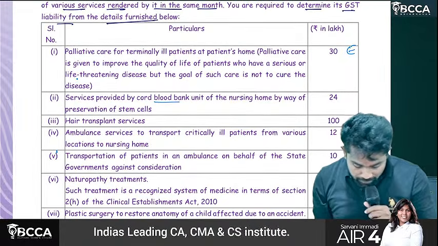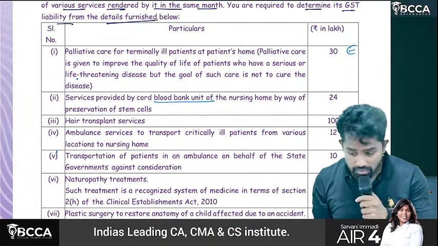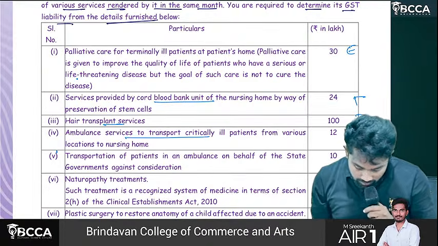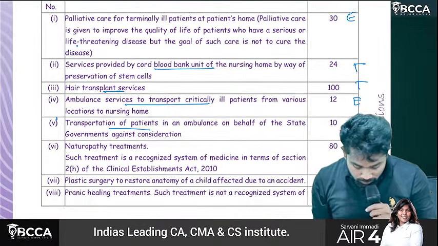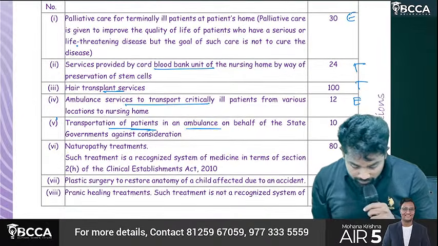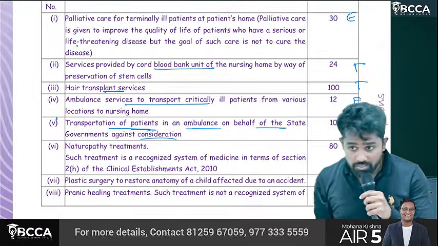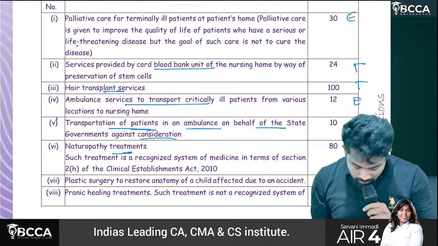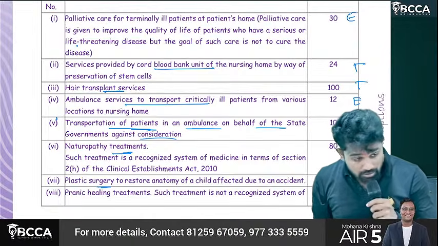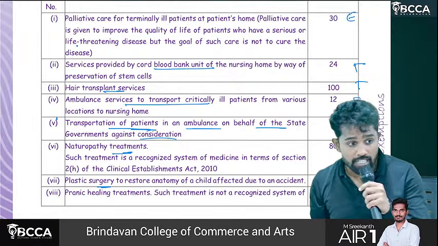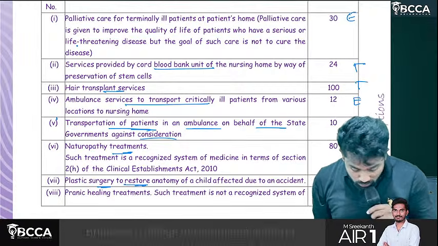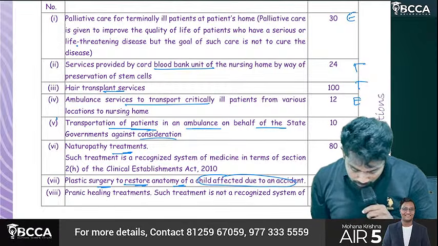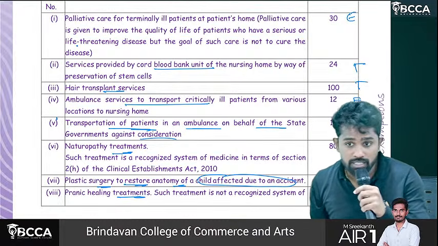Services provided by blood banks and all. No exemptions are currently what? Taxable. Hair transplant, taxable. Ambulance services, exempted. Then transportation of patients in an ambulance on behalf of the state government, that also what? Exempted. Naturopathy, sir, exempted. Plastic surgery, sir, actually plastic surgery comes under what? Cosmetics, taxable. But plastic surgery to restore the anatomy of a child affected due to an accident, then exempted. Pranic healing, sir, it's not a recognized medical system, taxable.